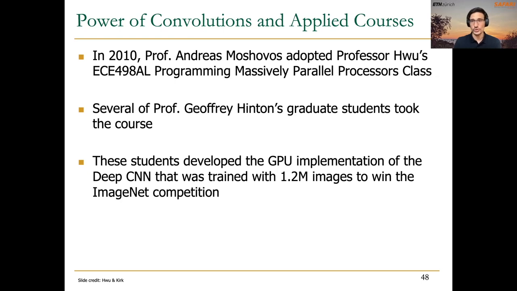As you already know, in this course, we use Professor Wen-mei Hwu's book, Programming Massively Parallel Processors. And this book comes from his experience as a professor teaching GPU programming since 2006 or 2007. At some point in 2010, this course was adopted by Professor Moshovos at the University of Toronto, and some students of Geoffrey Hinton took this course. And these students, after having learned so much about GPU programming, developed the GPU implementation of a convolutional neural network that was trained with 1.2 million images and won the ImageNet competition.